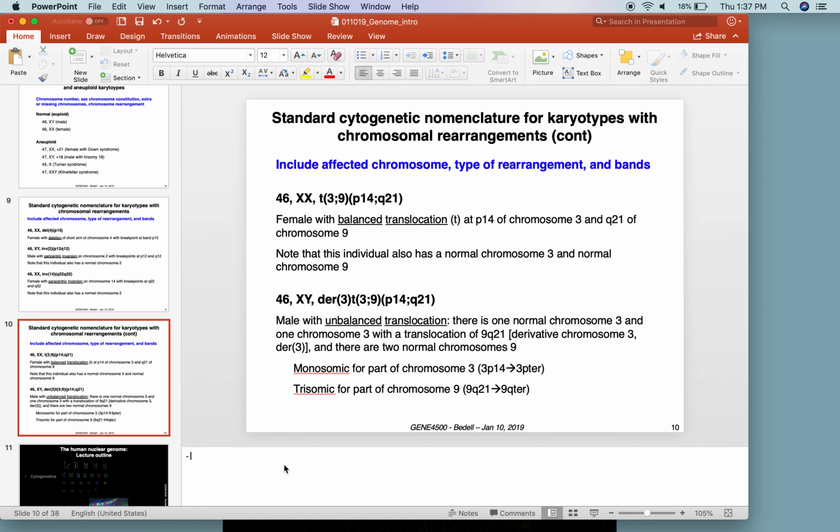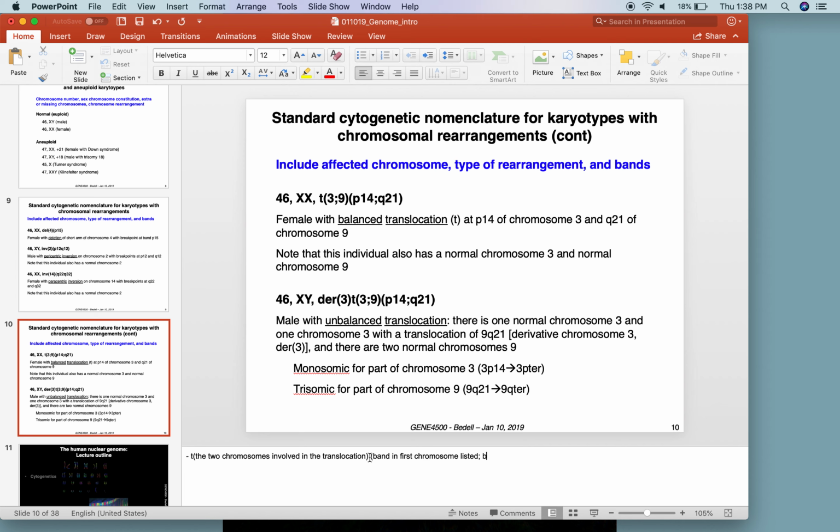This is a balanced translocation, so this is a reciprocal translocation. Remember, part of one chromosome, that DNA is broken, and that part is moved over to another chromosome, but that other chromosome was broken, and that broken part was translocated to the other. That's a reciprocal translocation. This is telling us that there's a reciprocal translocation involving chromosome 3 and chromosome 9. The band that's affected in chromosome 3 is P14. The band that's affected in chromosome 9 is Q21.